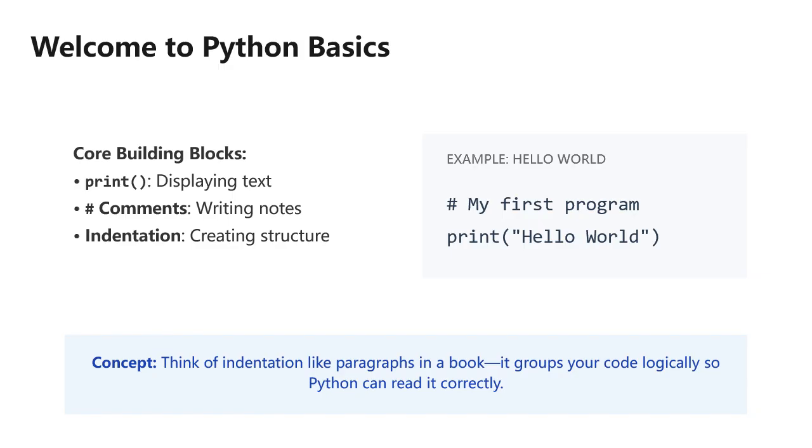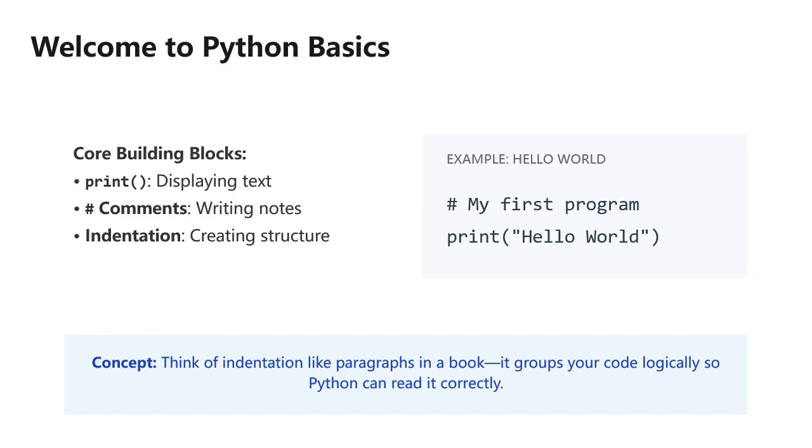Take a look at this example. This is the famous Hello World program. It's a rite of passage for every programmer. By typing print followed by parentheses and quotes, you're telling Python to send that specific message to the output screen. Notice that hashtag at the start, that's a comment, just for us humans to read. Coding Buddy will tell you that forgetting those quotes around Hello World is a common first mistake, so keep an eye on them.